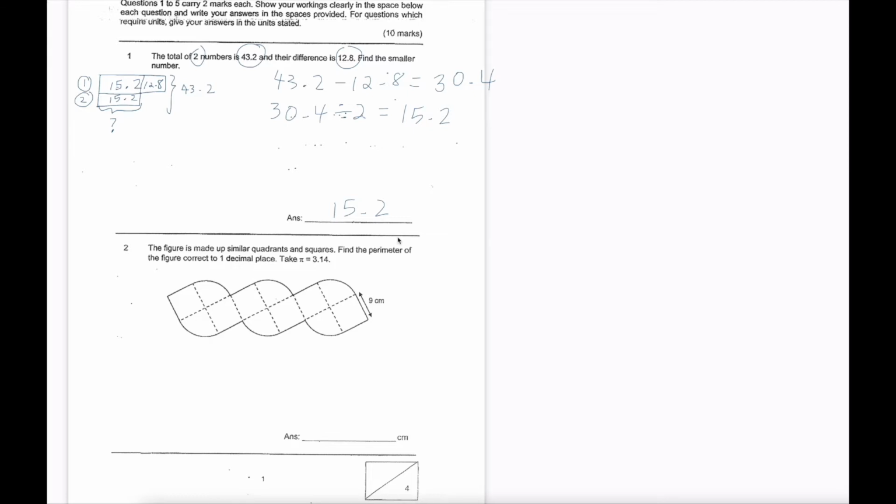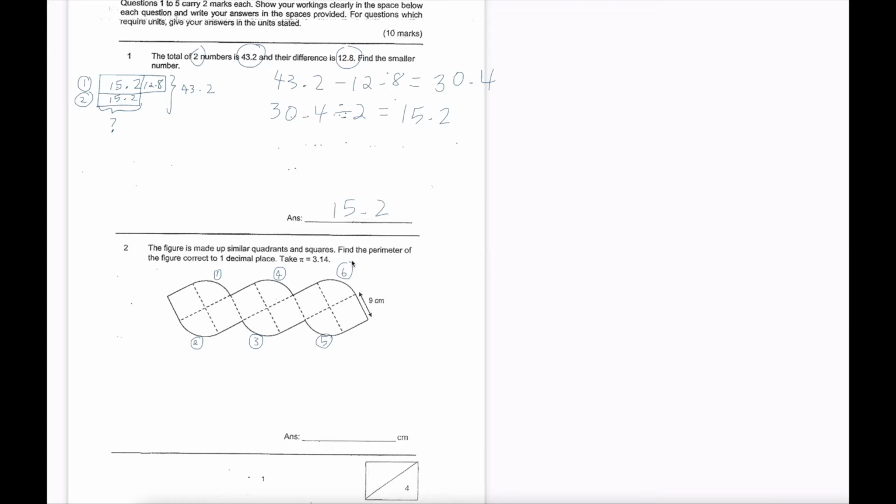The figure is made up of similar quadrants and squares. Find the perimeter of the figure correct to one decimal place. We are seeing a lot of quadrants. I'm going to number them: 1, 2, 3, 4, 5, 6. So there are 6 quadrants. Quadrants are the curved sides.